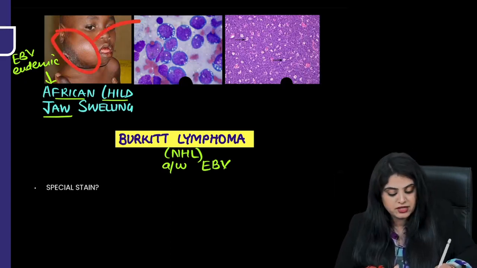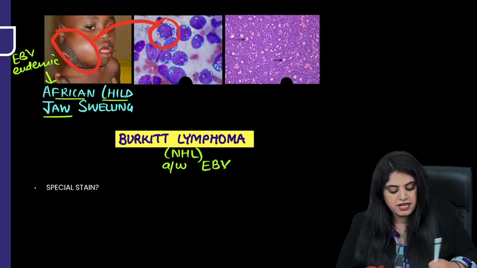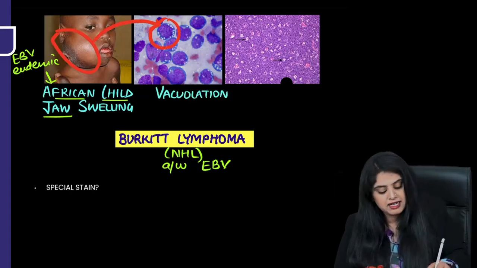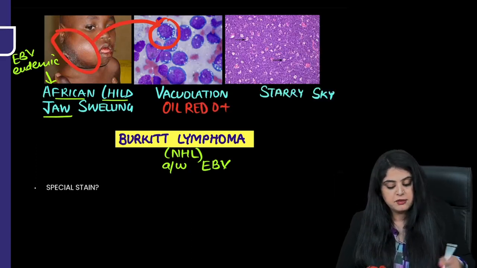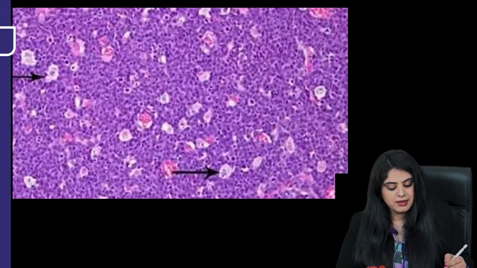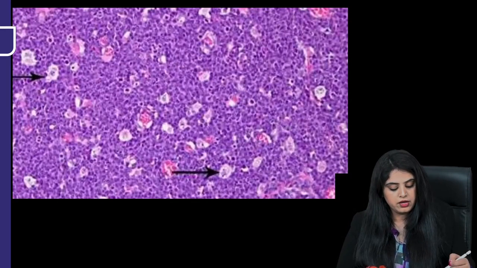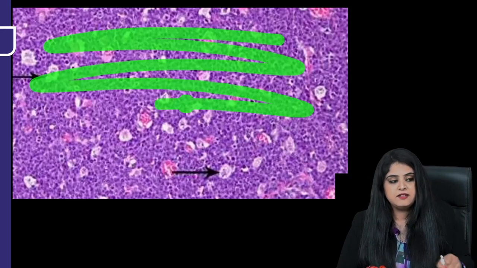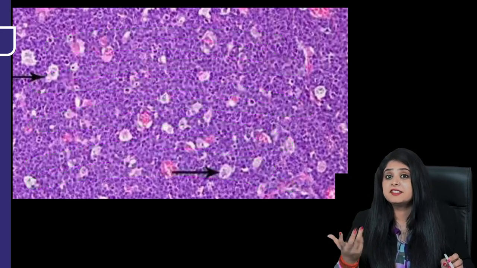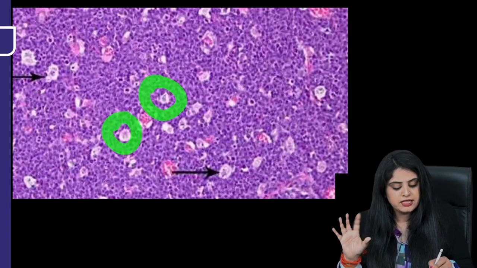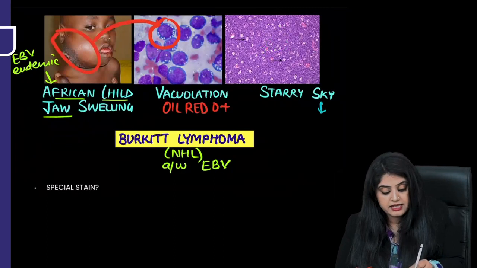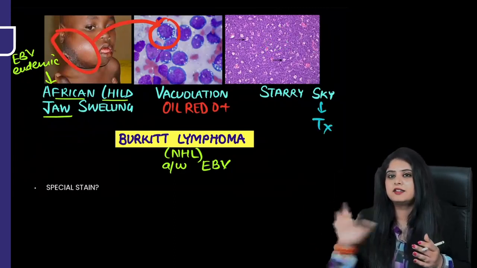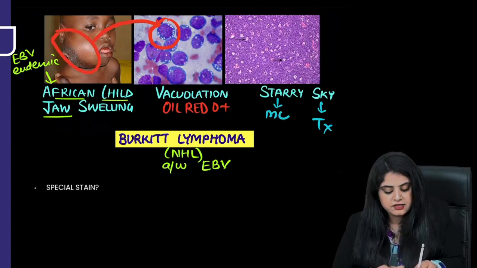And what does Burkitt's show under the microscope? It shows a lot of vacuolations. Why vacuolations? Because of fat, meaning oil red O positive. This is what it shows in the aspirate. What will it show under biopsy? The famous starry sky appearance. So look at the background. The background is very, very dark. Very dark background, that is the sky. That's the cancer. And then I see a few shining little stars. So they will ask you, what is the sky? The sky is the tumor. The cancer is the dark, dark sky. And the shiny stars are nothing but macrophages.